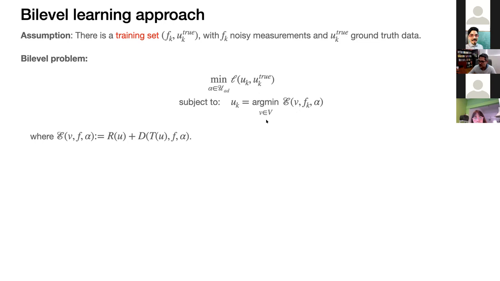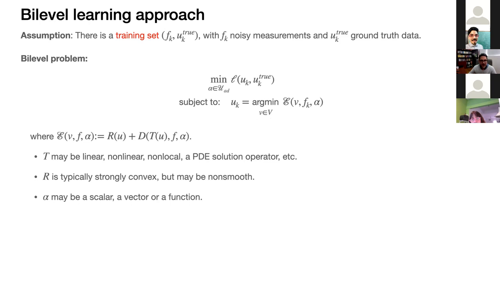Typically, in this general fashion, we consider a function space or a finite dimensional space V where the solution has to lie. And the operator T that is involved in the data fidelity may be linear, non-linear, non-local, a PDE solution operator, etc. You name it. So you can deal with different types of operators there, and of course, there are many difficulties that arise when you choose one or the other. Typically, the regularization term is assumed to be strongly convex, to get some properties there, but it may still be non-smooth.